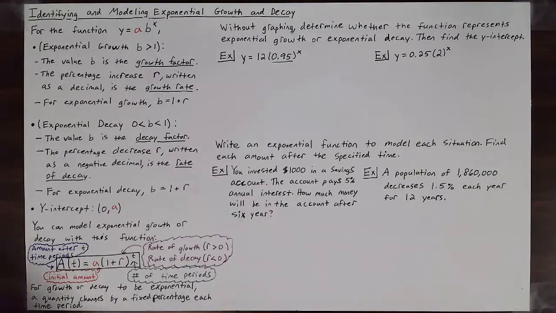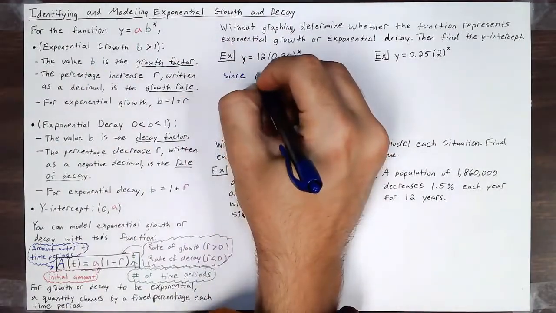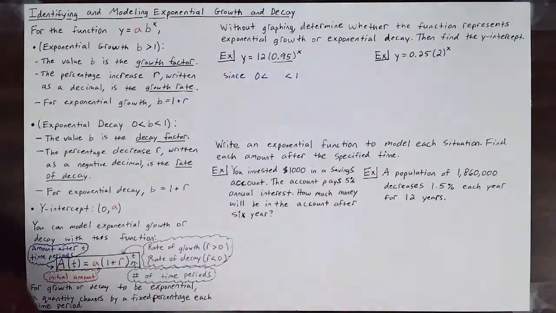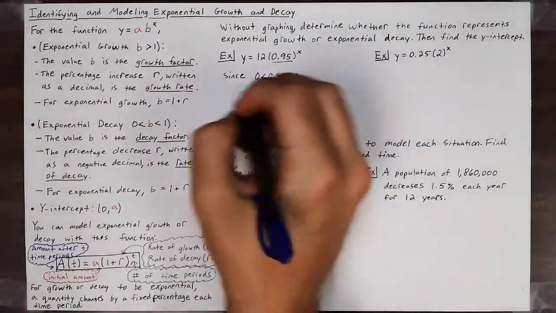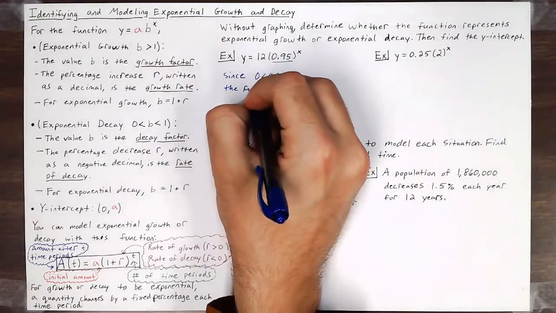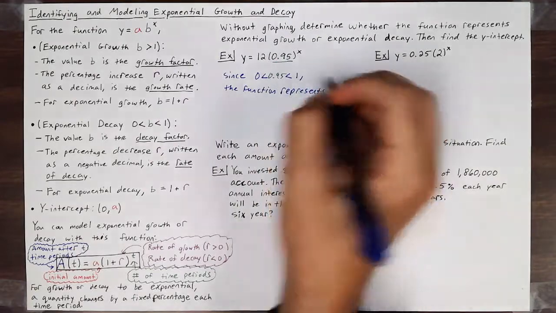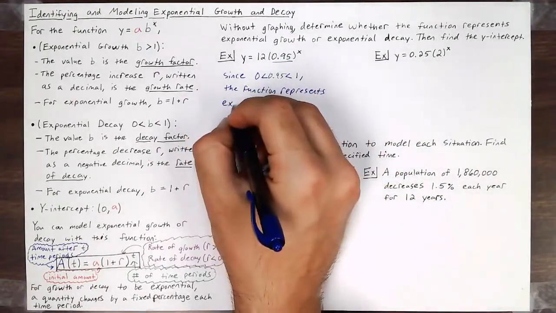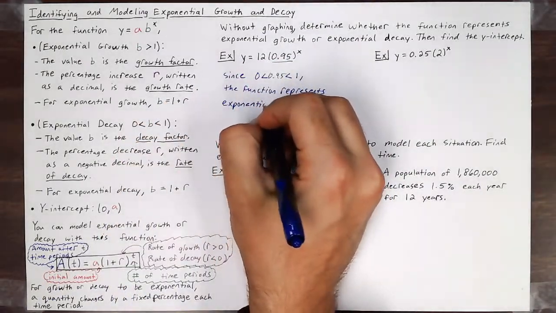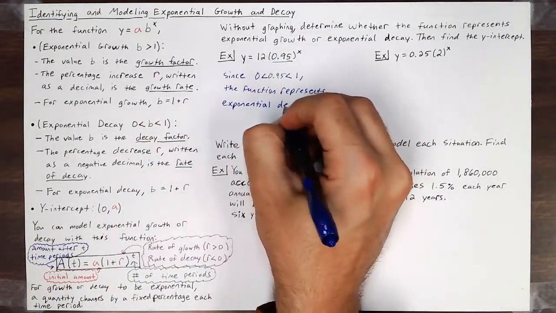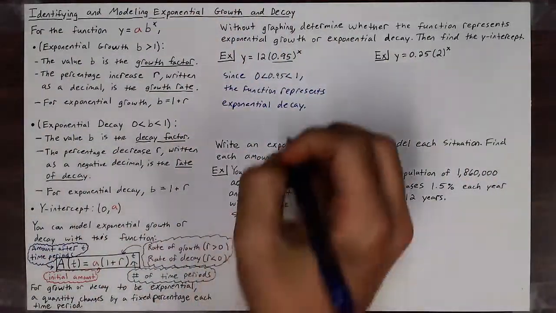since 0.95 is between 0 and 1, the function represents exponential decay. So since that's less than 1, it means that this function is going to decay over time. It means it's going to go downwards and flatten out to the right.